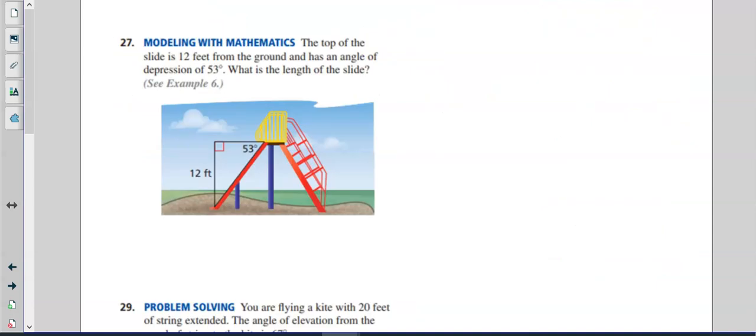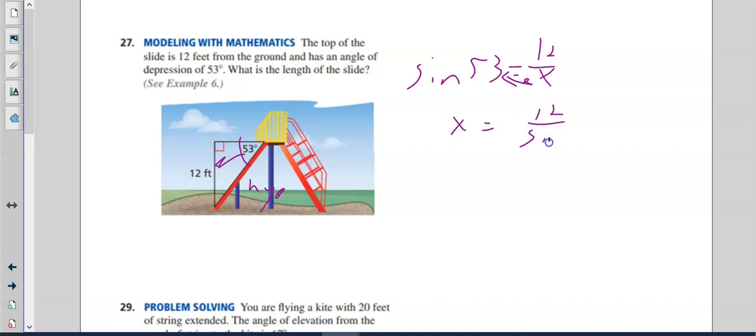All right, number 27. From the angle, we have the opposite side, 12. We're trying to find the hypotenuse, so that's opposite over hypotenuse, that's sine. So sine of 53 is opposite over hypotenuse. Again, these get switched, so we're just going to type in our calculator 12 divided by sine of 53, and we find out that we are talking about 15 feet.